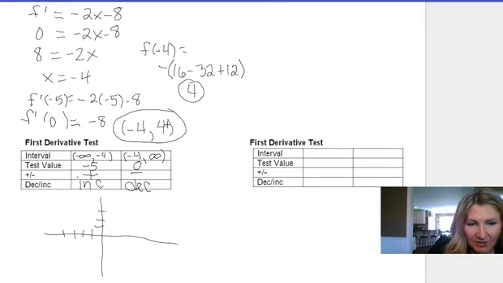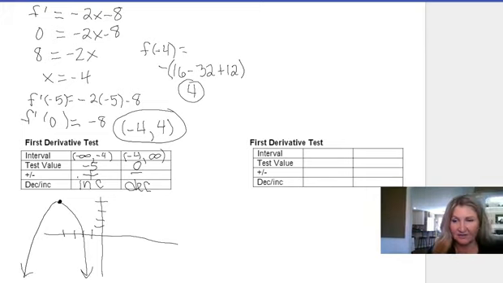So now I can do a little sketch of this graph. Negative 4, positive 4 is this point. Until I get to negative 4, the function has to be increasing. And then once I get to negative 4, the function has to be decreasing. And that's just a quick sketch of it.